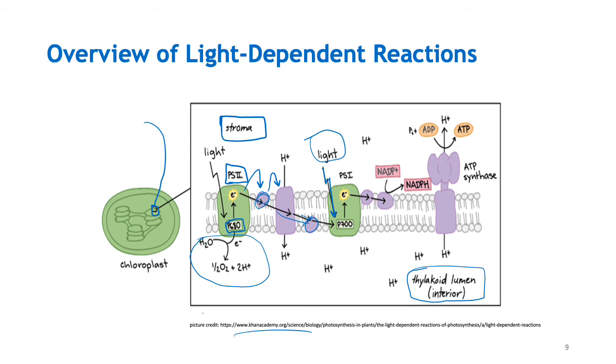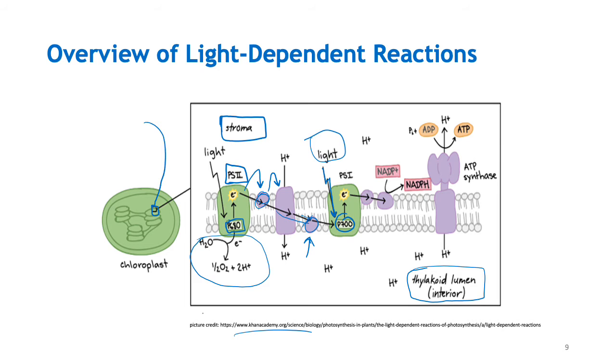Well, how does that electron get replenished? In photosystem 2, it got replenished by splitting water. In photosystem 1, it gets replenished by this electron transport chain right here. Notice the plastoquinone, and then this one's called plastocyanin. It's another mobile electron carrier. So that's how this chlorophyll center gets replenished of its electron.